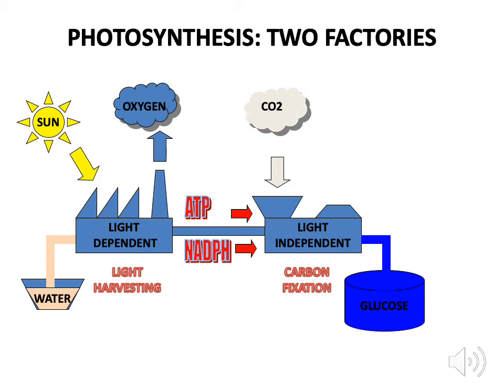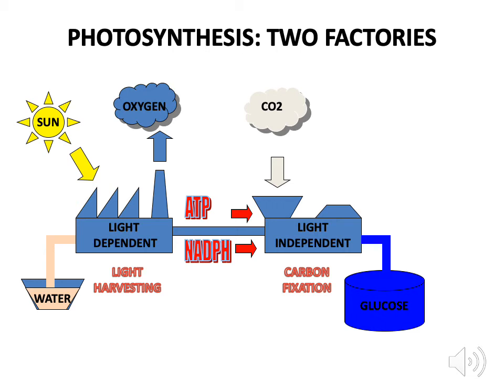Here's the deal. Photosynthesis is actually two different processes. It's a two-step process. And you can think of those two steps as like two factories. So I got this little illustration here showing you two factories. Factory on the left, which is called the light-dependent reaction, and factory on the right, which is called the light-independent reaction. And you see the input of sun, and you see the input of water, both go in factory number one. And then you actually see the input of carbon dioxide at factory number two.